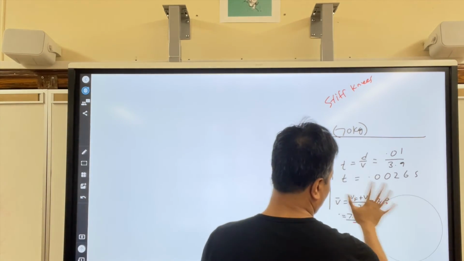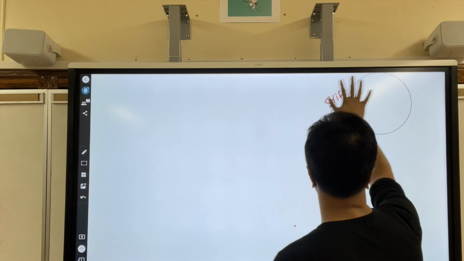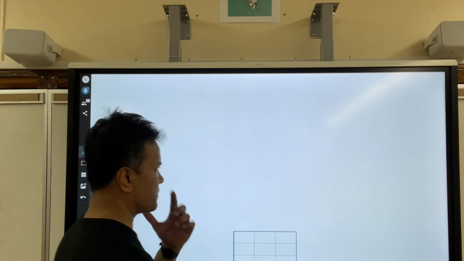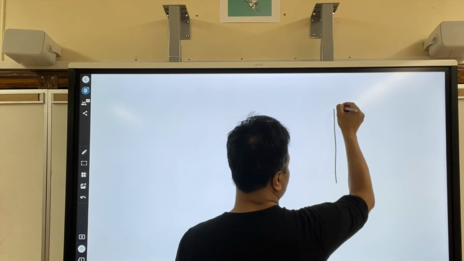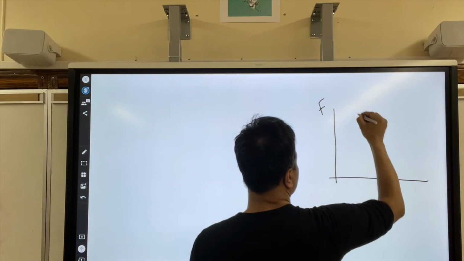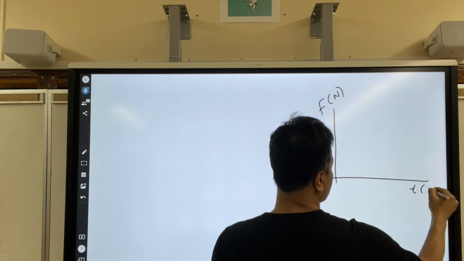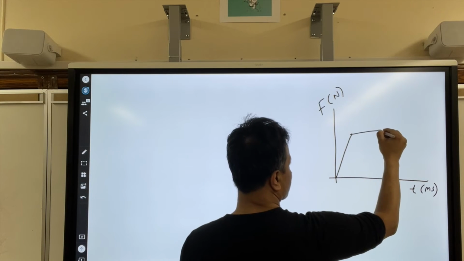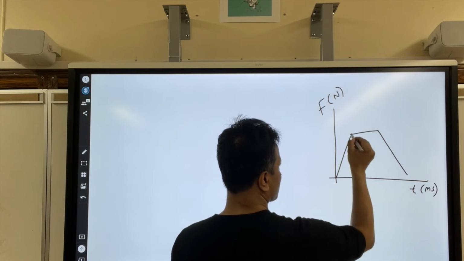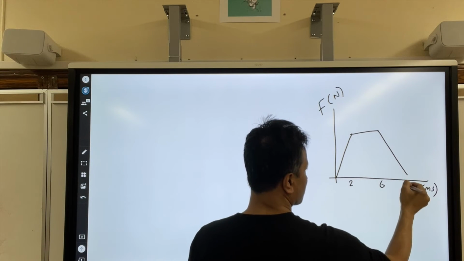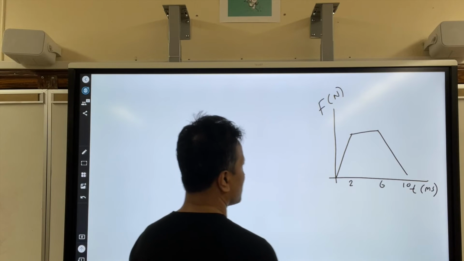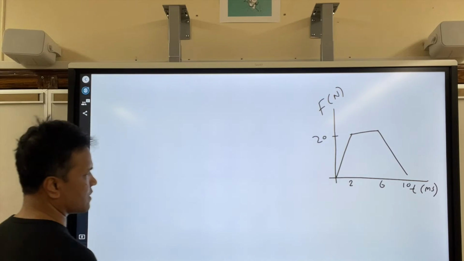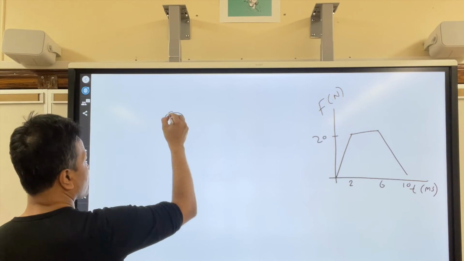Maybe I'll give you one more problem to help you understand the impulse. So pay attention. One more problem. Let's give you a graph. F-T graph, right? F is in Newton. T is in microsecond, millisecond, let's say. I'll give you a graph like a trapezoid. I'll give you the time 2, I'll give you the time 6, I'll give you time 10. I'll give you the force. What I want you to know, there is an object, which is probably a ball.